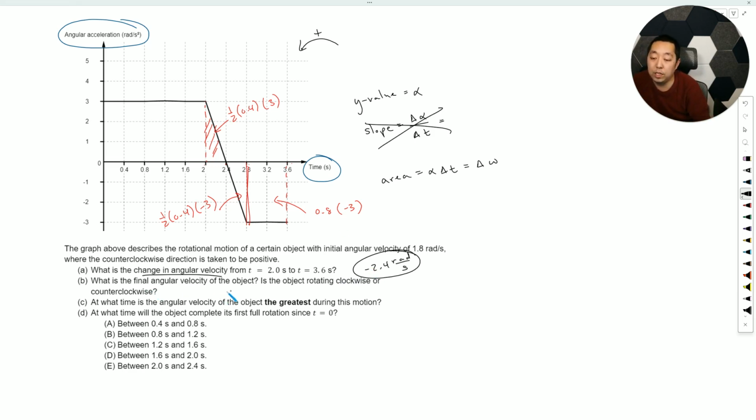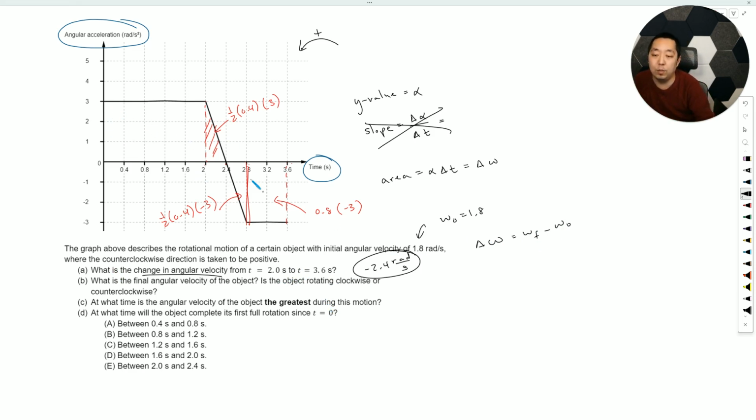What's the final angular velocity of the object? Is the object rotating clockwise or counterclockwise? Well, the initial angular velocity is 1.8. And then what we can find is the area. That will give us the total change, which would be the final minus the initial. So we can figure out the final angular velocity if we know the change. Now, it's not the change in part A, because part A was just 2 to 3.6. The initial one's going to be over here.